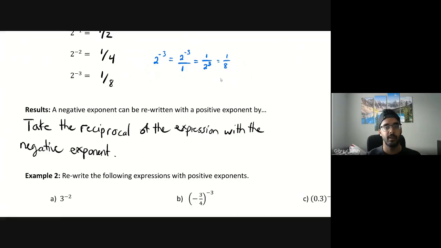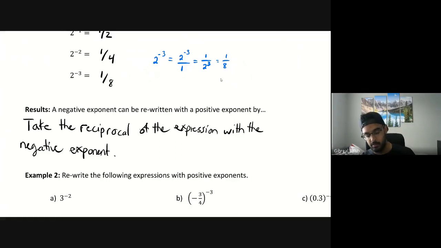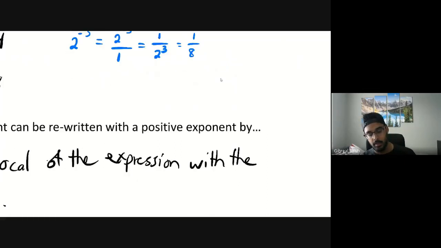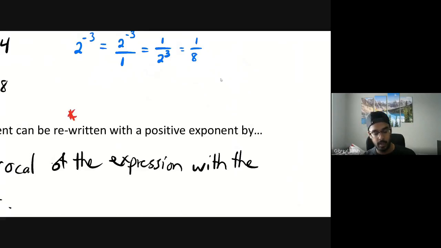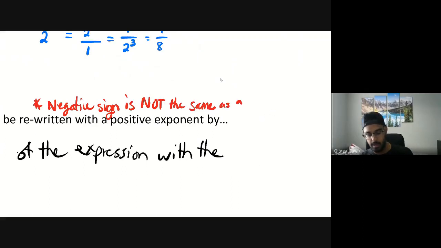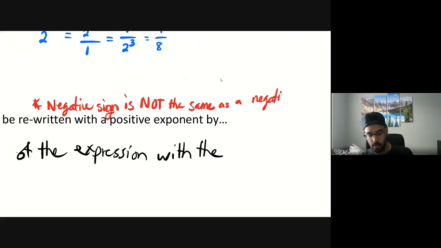Okay. Now be very, very careful. This is a really common mistake as well, that people will say that a negative sign, oops, I can't write today. Negative sign is not the same as a negative exponent. Okay, those are very different. And we'll see that in a couple examples down below.